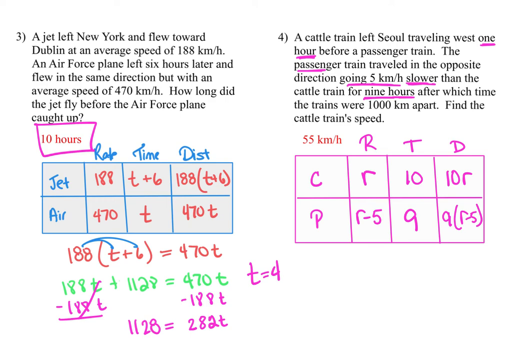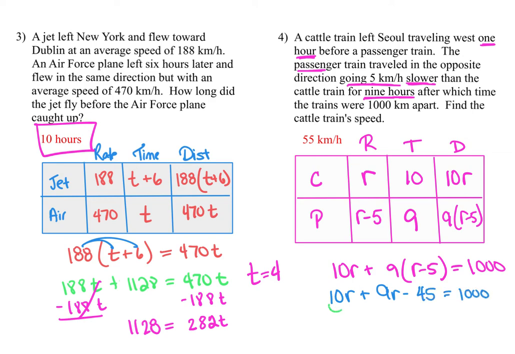They're not going to be traveling the same distance. We do know, however, how far apart they are, and the two distances should equal that. So we're going to say 10R plus 9 times R minus 5 equals the total distance apart, which was how far apart? 1,000. And once again, we have a pretty simple problem to solve here, right? We're going to distribute that 9. We're going to combine our like terms over here.